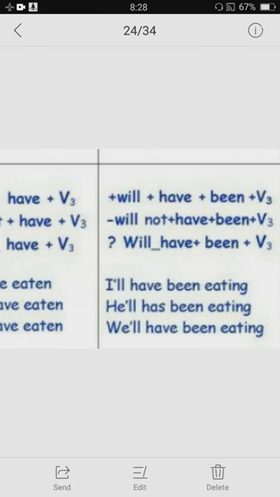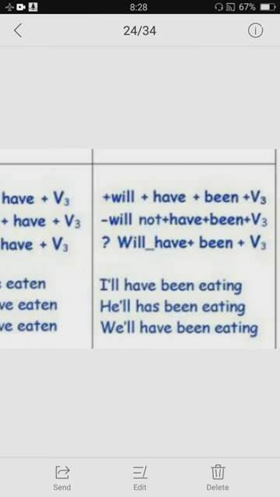Now the last one is future perfect continuous. Perfect plus continuous both come. Have plus verb in ing form combined with the helping verb been. I will have been eating. He will have been eating. We will have been eating. Okay, so this way, he will have been eating. It will be only have. We will not use has.